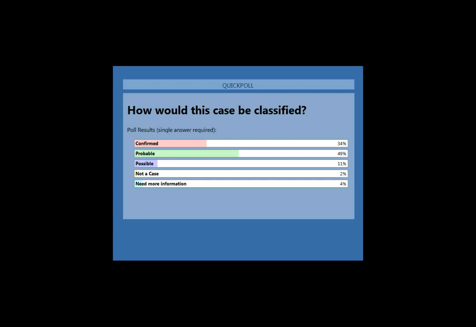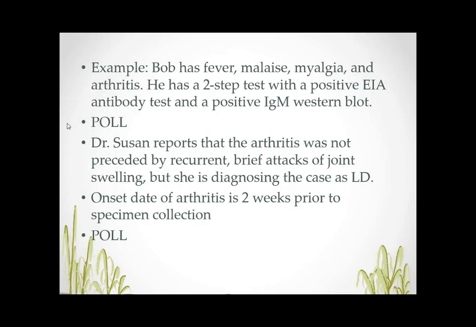Okay, 49% said probable, so about half are correct. The correct answer is probable. Arthritis without having been preceded by the recurrent brief attacks of joint swelling does not meet clinical criteria for a confirmed case. Since the onset date is within 30 days of specimen collection, the labs are appropriate, and we have a physician-diagnosed case of Lyme disease, so that would make it a probable case.